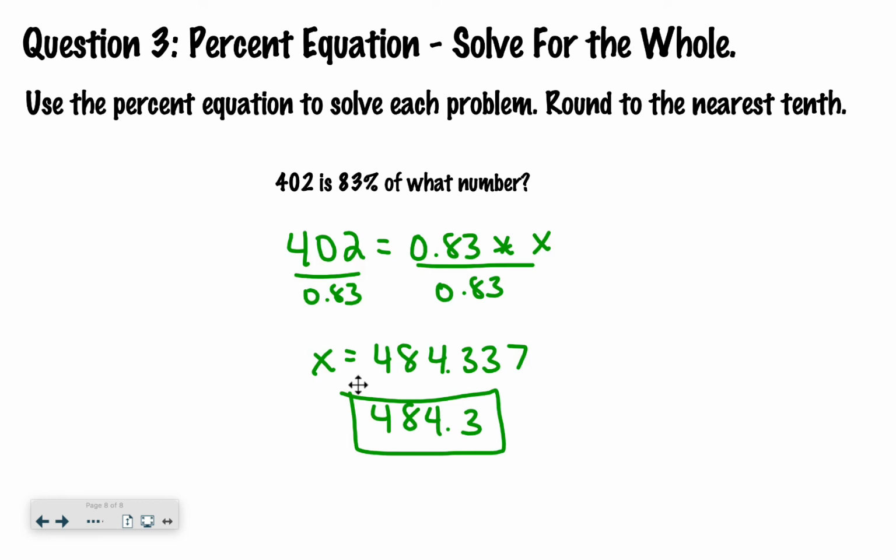All right, and for this last problem, hopefully you said 402 equals 0.83 times x. You divided by 0.83. You got 484.337, and the decimal kept going on and on. But I'm going to round to the nearest tenth, so that means 1 decimal spot. And if I look right next to that 1 decimal spot, it's a 3, so this number will not change. So it's 484.3.